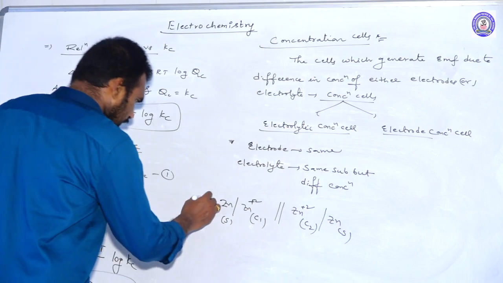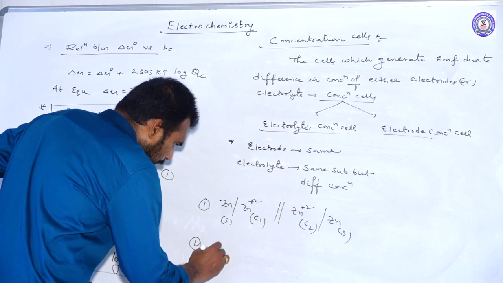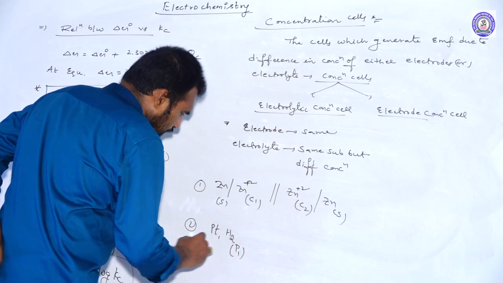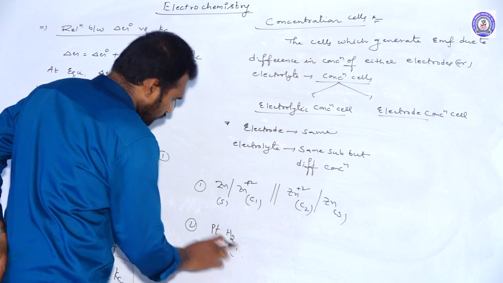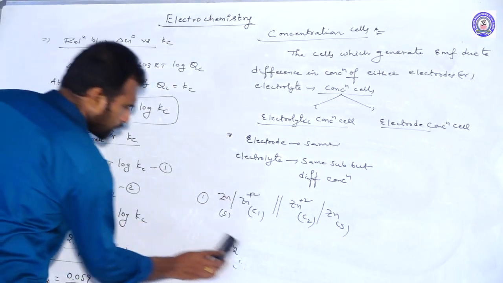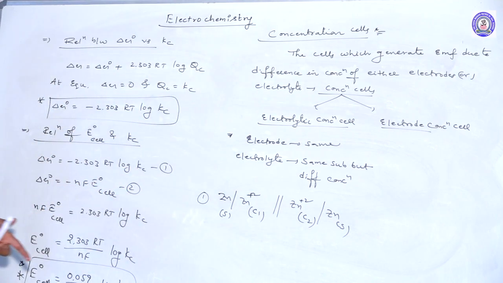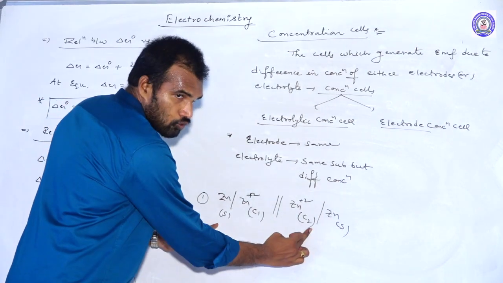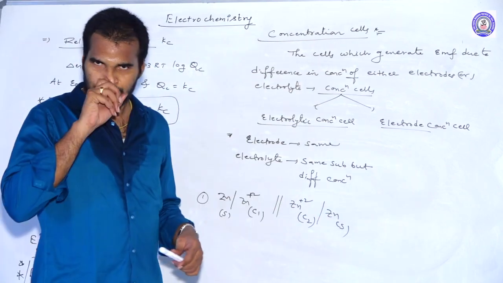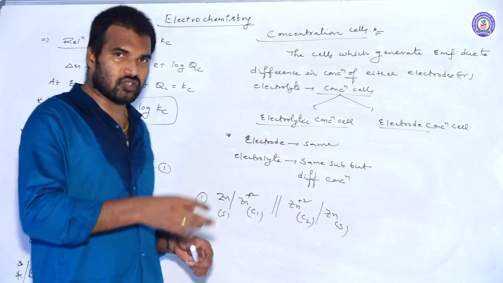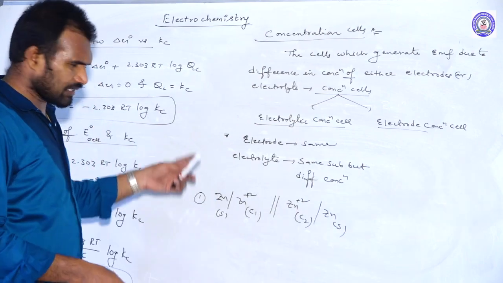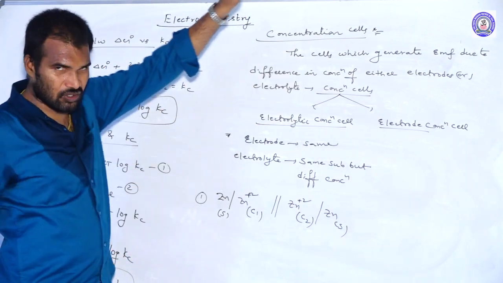And one more example, if you take platinum, hydrogen at P1 atmosphere. Just remember this. Here the cell is made up with the same electrodes, but electrolytes are at different concentrations, C1 and C2. Sometimes they may give you this question and ask whether the given reaction is spontaneous or not. There is a simple hint, no need of solving it all.